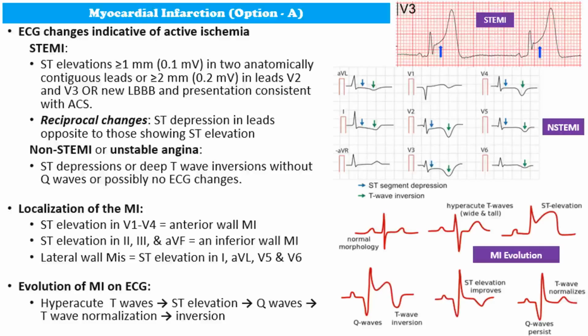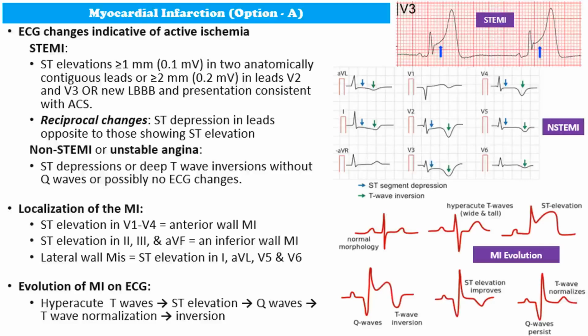aVF indicates an inferior wall MI. Lateral wall MIs may show changes in leads 1, aVL, V5, and V6. The pattern of these changes can help pinpoint the affected coronary artery and guide treatment decisions.